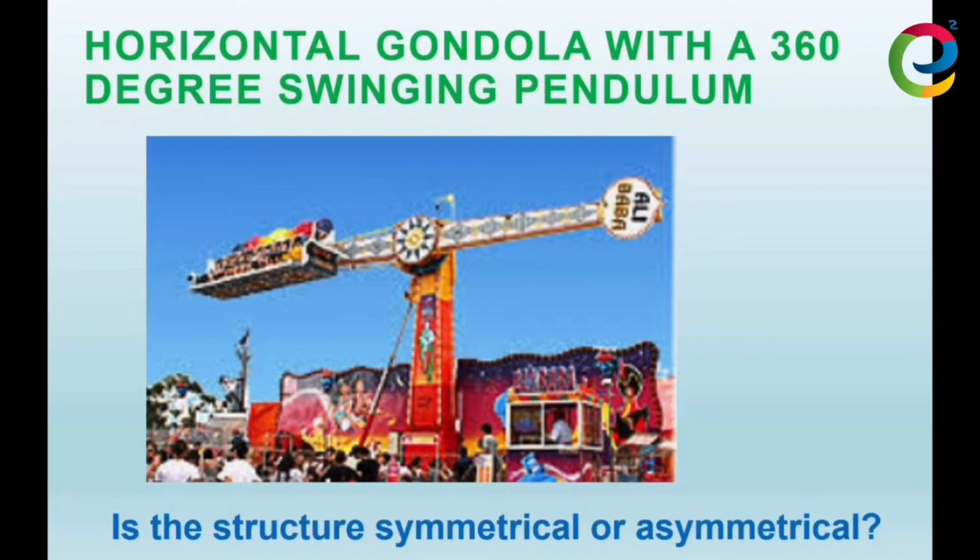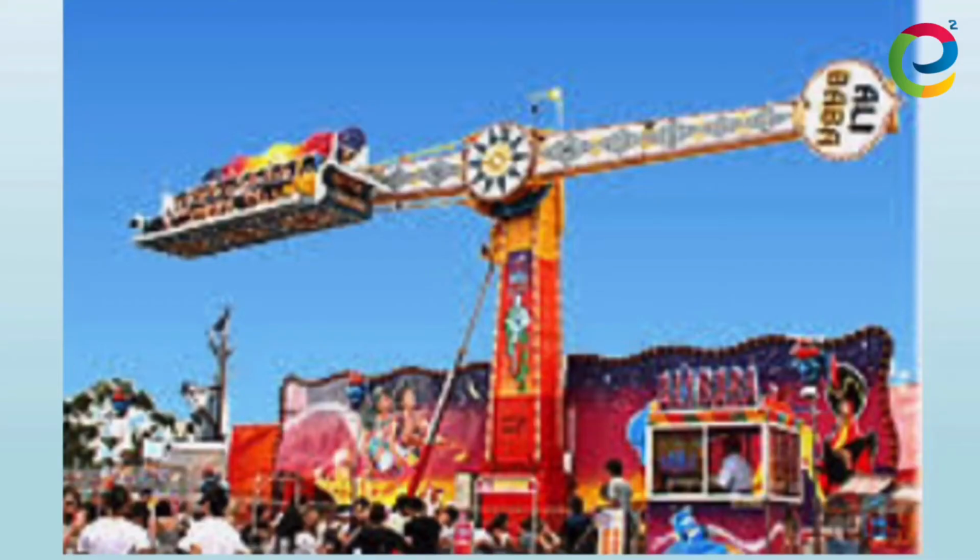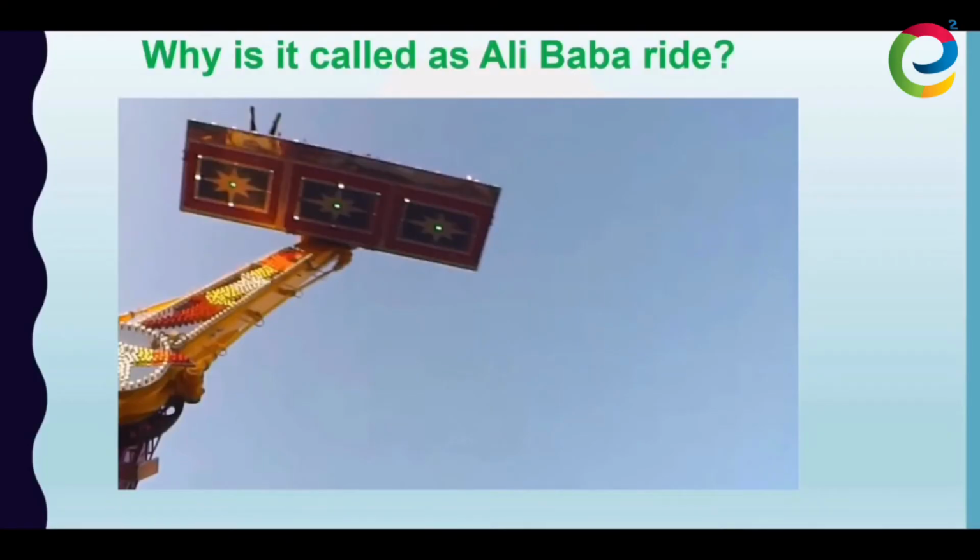Now, quick quiz. Who can tell me if this ride is symmetrical or asymmetrical? And the answer is asymmetrical. Now, if you draw an invisible line vertically down the shaft of this amusement ride, you notice that the left side is not equal to the right side, thus making it asymmetrical. Now, if you have not ridden this ride before, let's watch a video to see how this ride works.